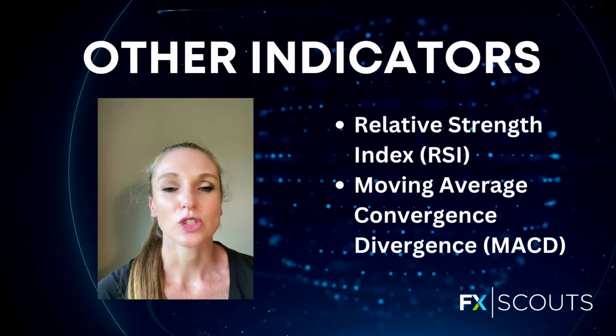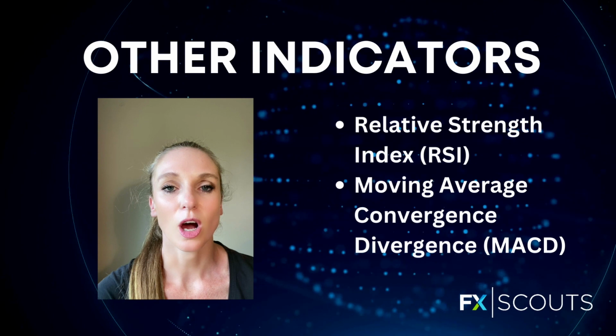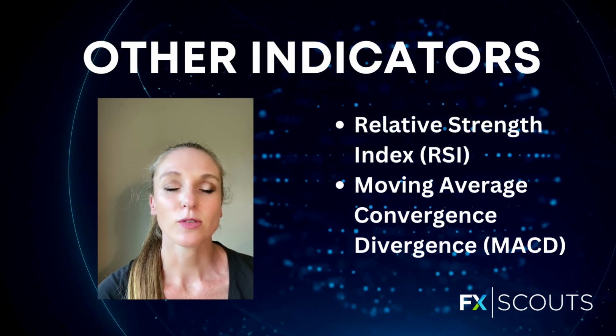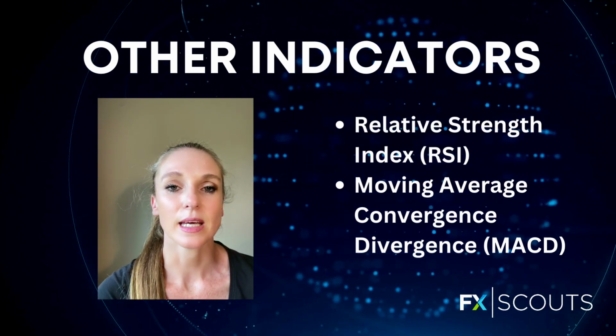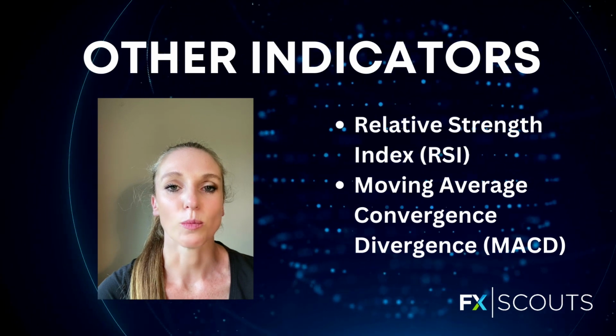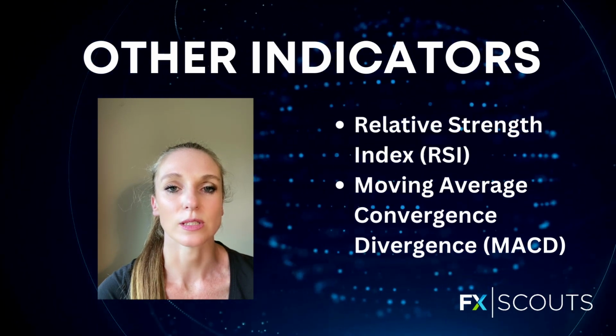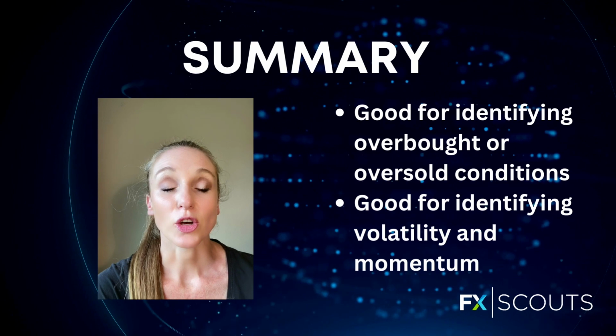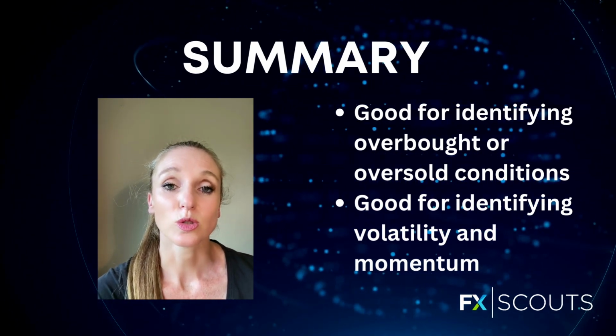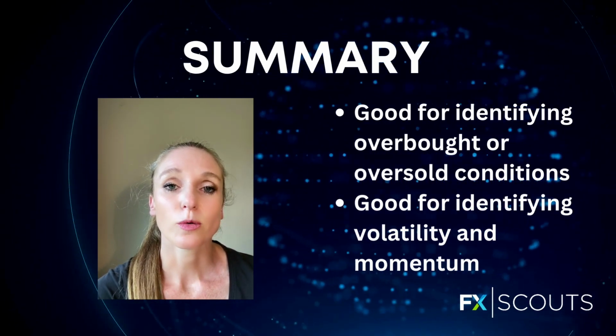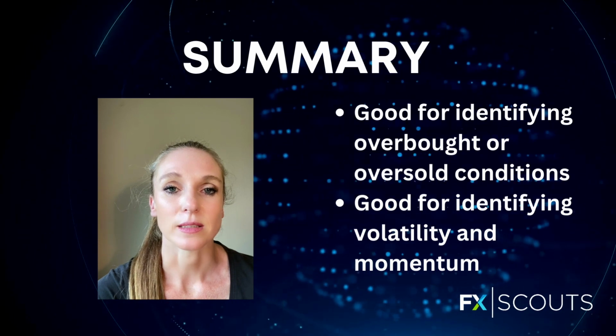John Bollinger suggests using moving average with other non-correlated indicators. His favorite techniques are relative strength index and MACD, or moving average convergence divergence. Overall, Bollinger Bands are good for identifying whether markets are oversold or overbought, and they're also very good for identifying volatility in the markets.